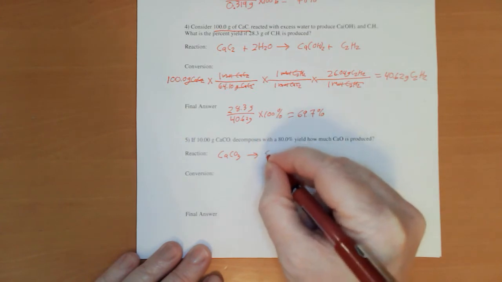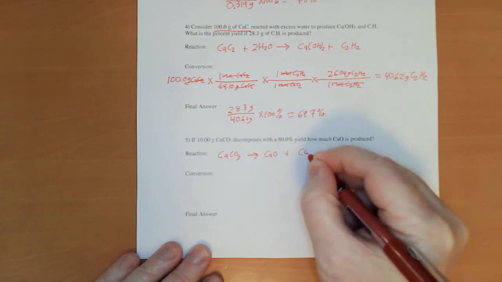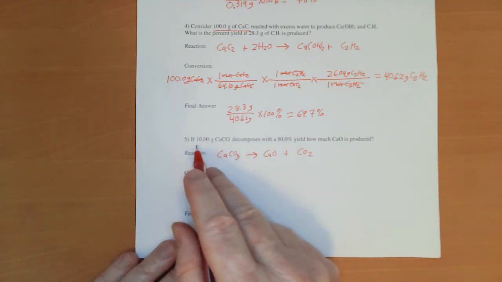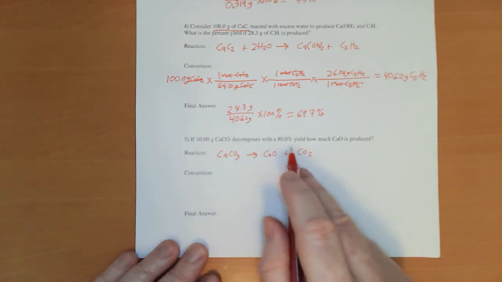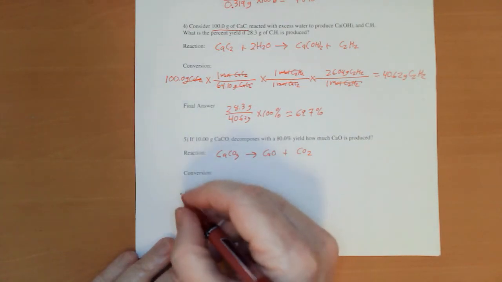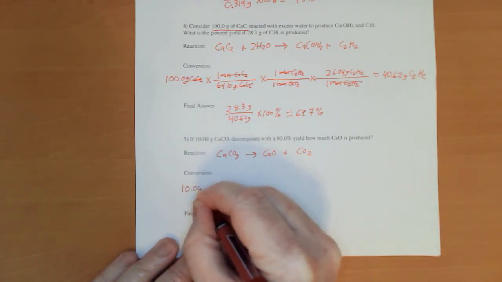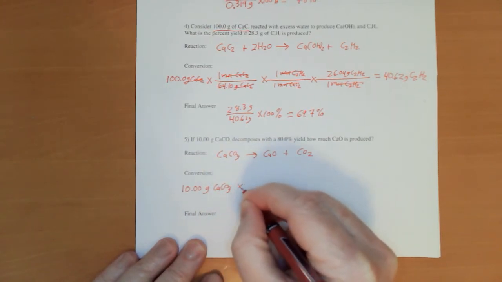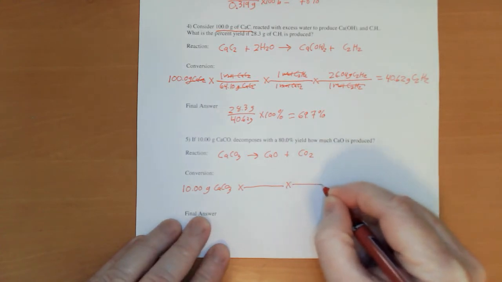Calcium carbonate decomposes into calcium oxide plus CO2. We have 10.00 grams, decomposes with an 80% yield. How much do we get? Okay, so 10.00 grams CaCO3 times.